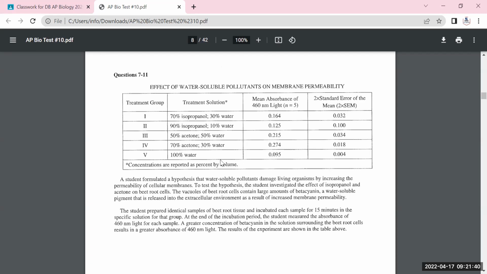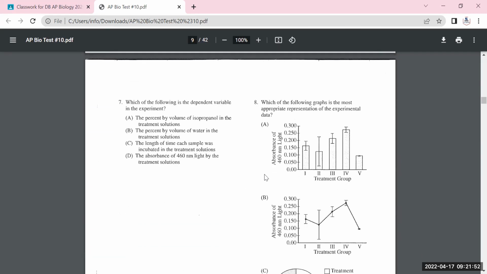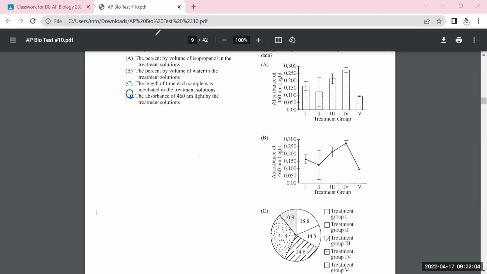And then what are we measuring? We're measuring mean absorbance of 460 nanometer light. So treatment solution is our independent variable, mean absorbance of light is our dependent variable. So the only one that, oops, D, absorbance of light.